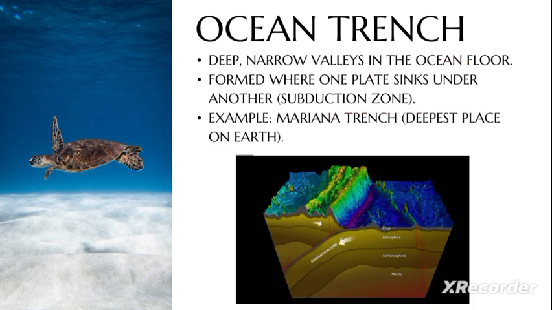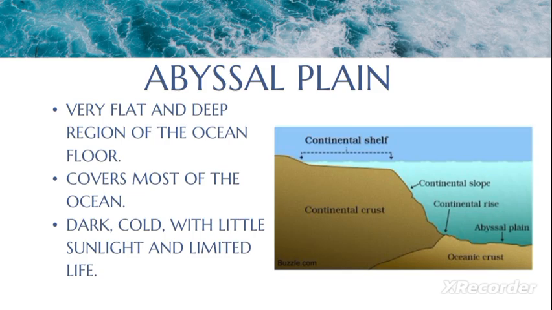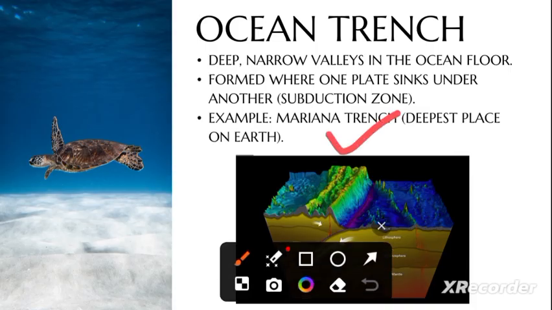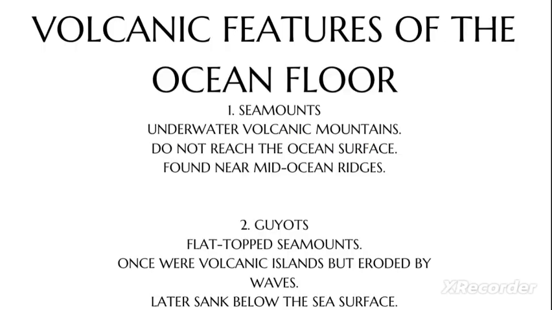Okay, one example of the ocean trench that we are having is the Mariana Trench, and the Mariana Trench is the deepest place on the earth. It is in the Pacific Ocean. It is the deepest point of the earth. Okay, so now let's move ahead.